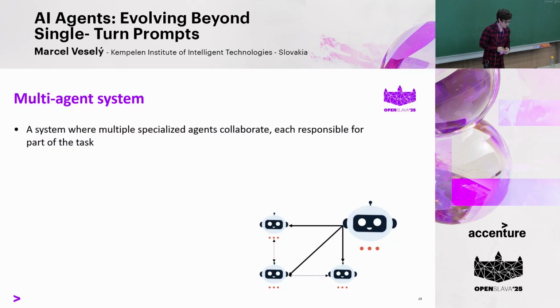So what is a multi-agent system? Unsurprisingly, it's a system where there are multiple agents. Who would have thought? So there are multiple specialized agents that collaborate, each responsible for their specific part of the task.